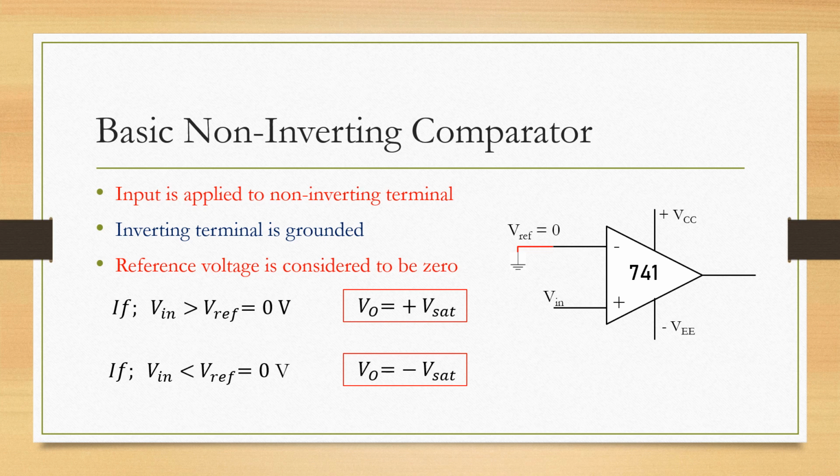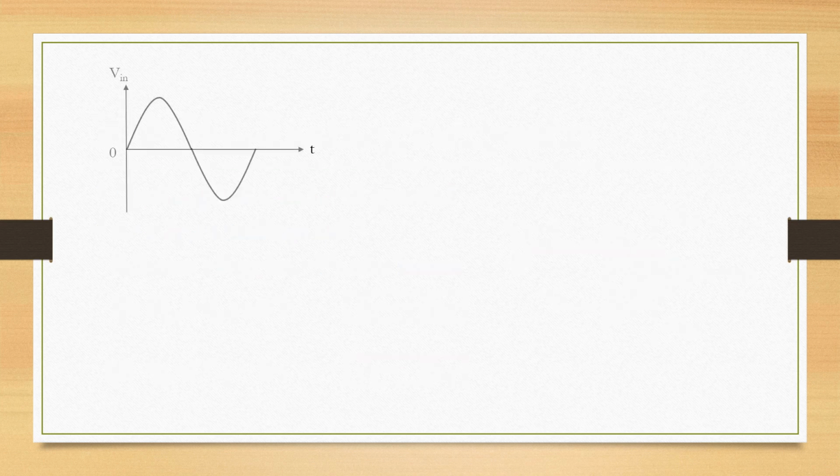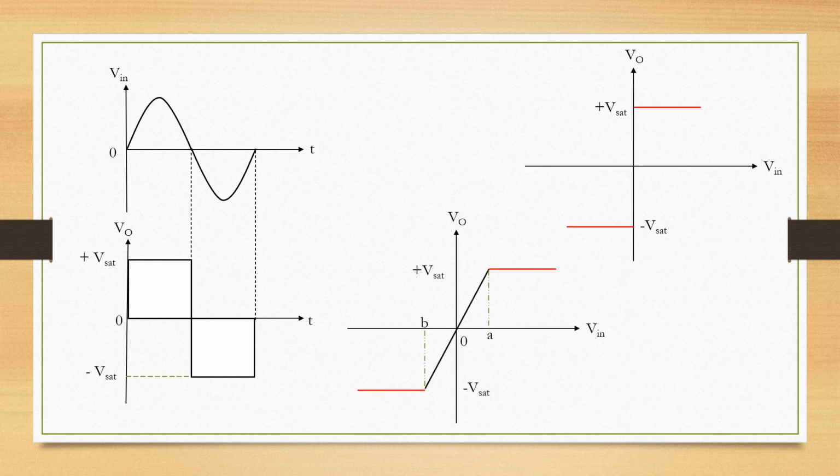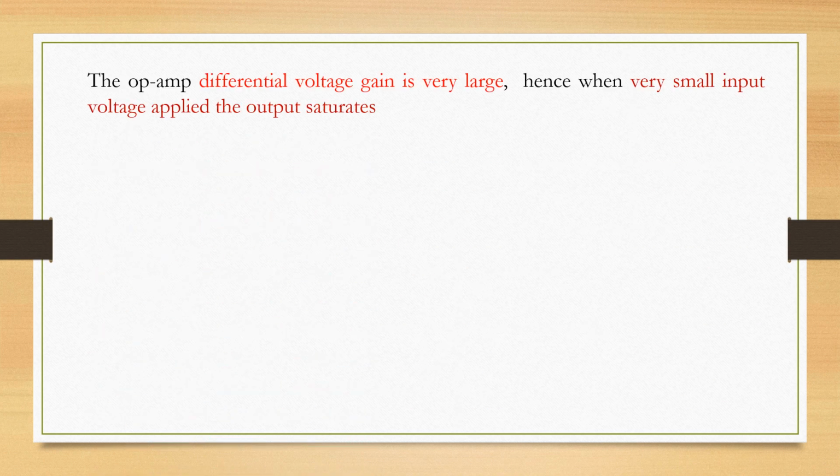The input and output waveforms for a basic non-inverting comparator are seen in this particular slide here. So here we can see the input-output waveforms. During the positive half cycle we get +V saturation, and during the negative half cycle we get -V saturation, mainly because this is a non-inverting configuration. Now moving further, the op-amp differential voltage gain AOL is very large. Hence, when a very small input voltage is applied, the output saturates.